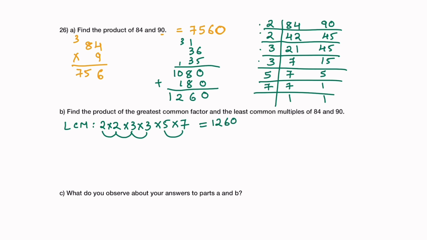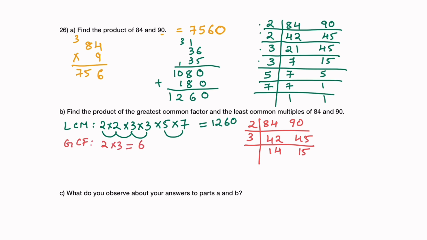Now let's find the GCF. So that's 84 and 90 here, and we go like this. Both are even, so we start with 2. That's going to be 42, and that's 45. Now both are not even, so 2 is not possible. Let's go for 3. 4 plus 2 is 6. Yes. 4 plus 5 is 9. So divisible by 3. So that's 14, and that's going to be 15. No more common factors. So our GCF is 2 times 3, which is 6.